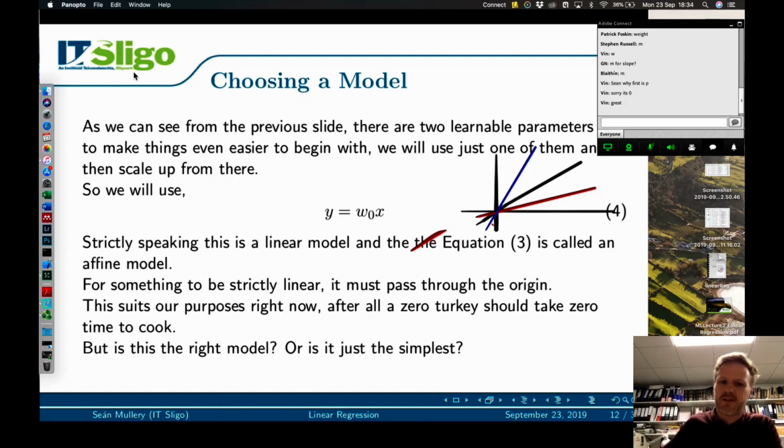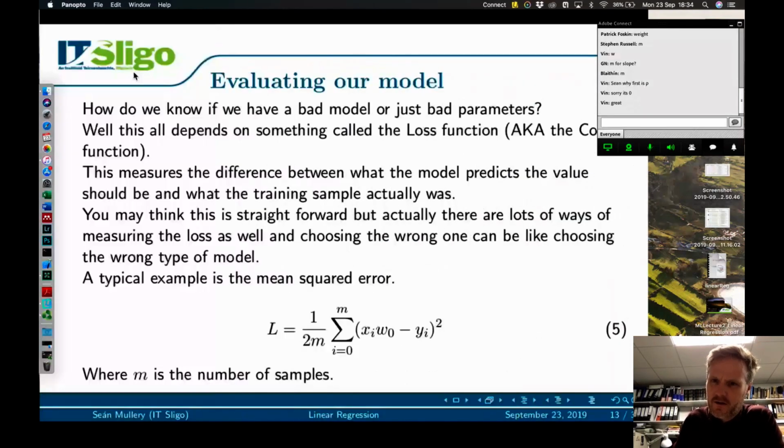But is this the right model, or is it just the simplest model? And I think we agree it's unlikely that cooking a turkey is actually a linear problem at all. Okay, but nonetheless, this is a nice simple one to use, and we think that people might use it if we did make it.